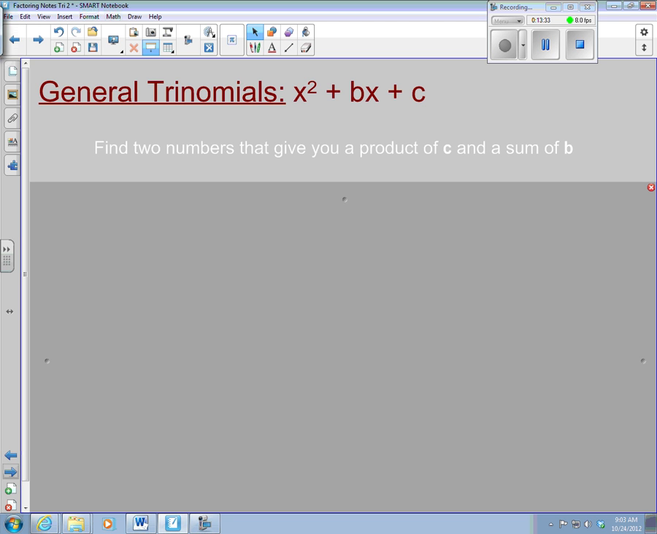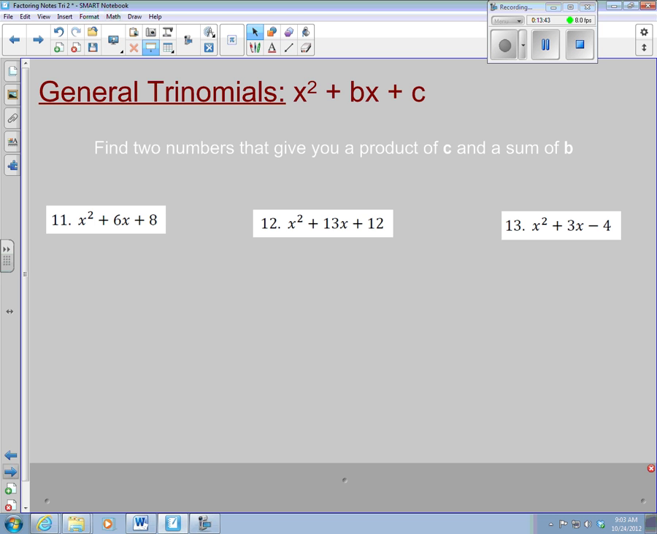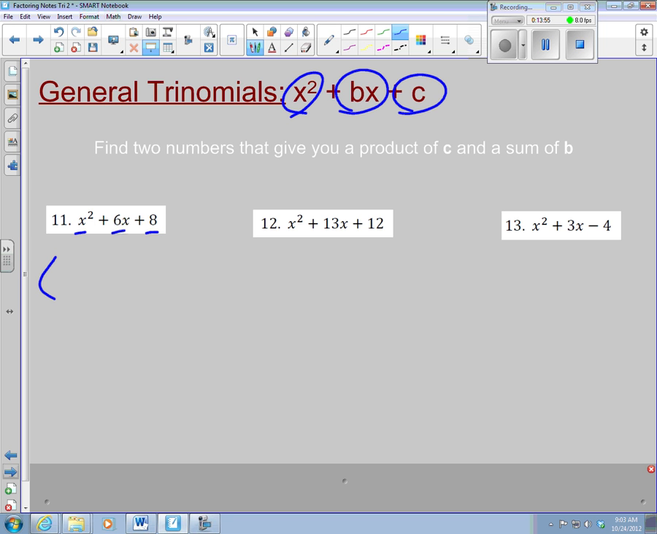General trinomials, x squared plus bx plus c. Find two numbers that give you a product of c and a sum of b. Okay, here we go. This is a general trinomial, 3 terms. It's of the form x squared, it's got some bx, and it's got some constant. So we're going to set up a set of binomials that we're multiplying. They're factors. Whenever you find factors, you're multiplying them.